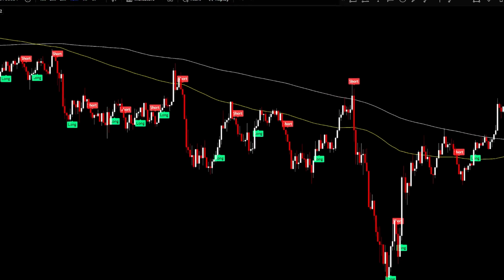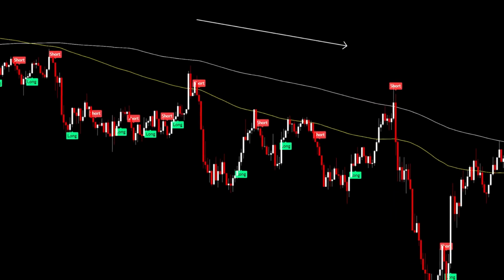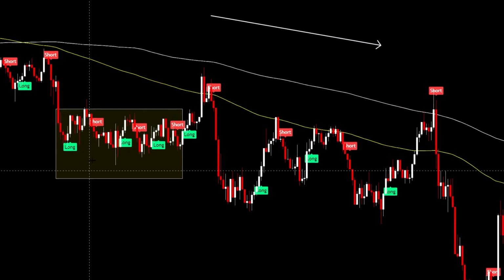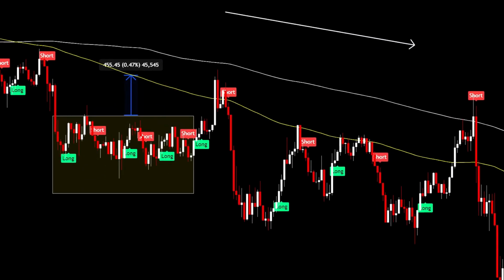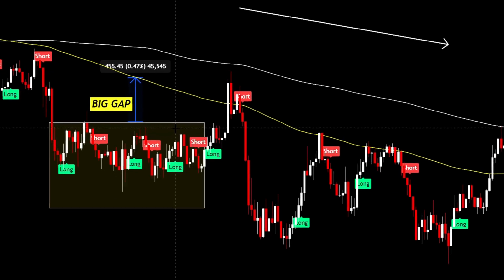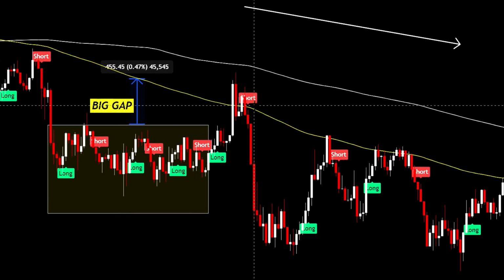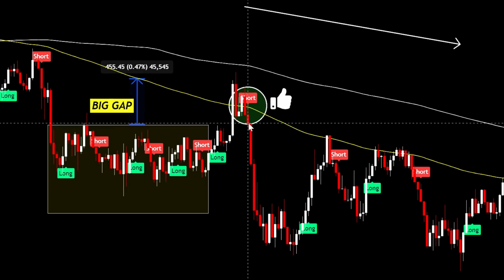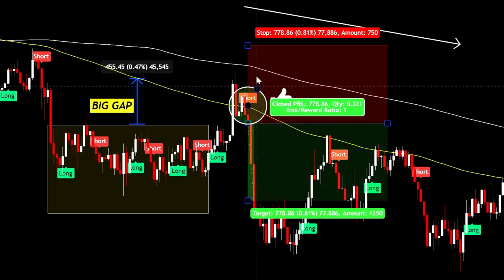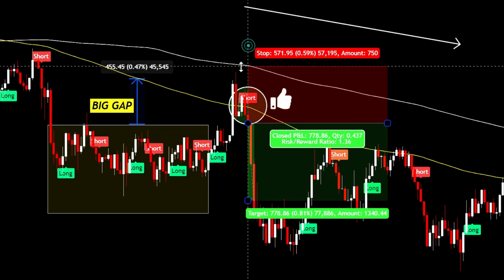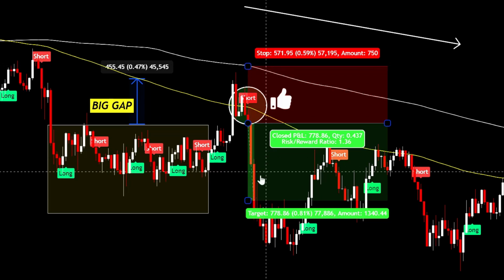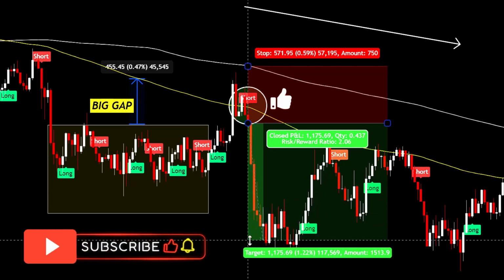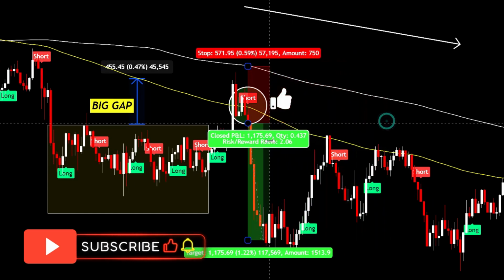For sell trades, confirm a downtrend with candles below both moving averages. Look for short signals from the indicator that appear close to the moving average lines, indicating a pullback. Place your stop loss above the recent swing high or moving average. And aim for a profit target that's at least 2 times your initial risk.